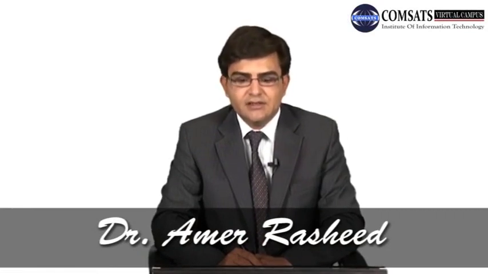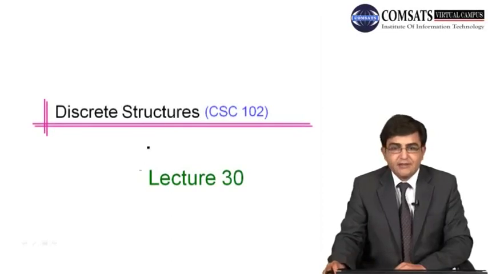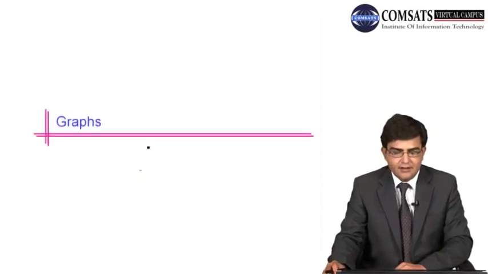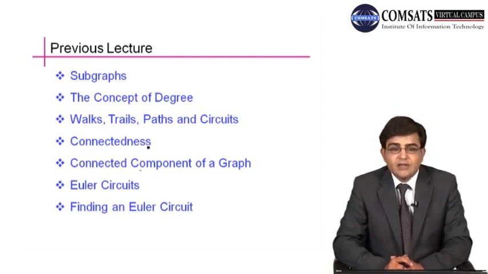Today is the 30th lecture of Discrete Structures CSC 102. In the previous lecture we were discussing graphs. In today's lecture we continue graphs, and in the previous lecture we had studied subgraphs and what is the degree of vertices in the graph and the total degree of a graph.